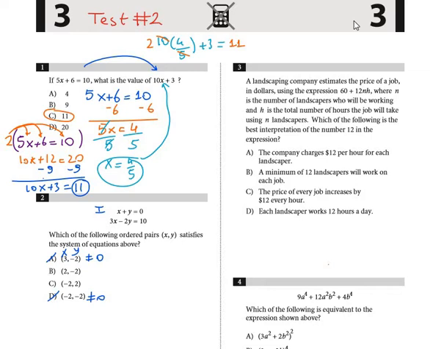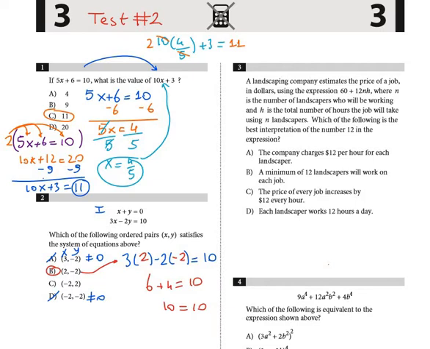Let's check if one of the options satisfies the second equation. We have 3 times x minus 2 times y equals 10. The x coordinate is 2 according to this option, and the y coordinate is negative 2. 3 times 2 is 6. Negative 2 times negative 2 is positive 4. And yes, 10 equals 10, so this is our answer choice. You don't even need to try C.